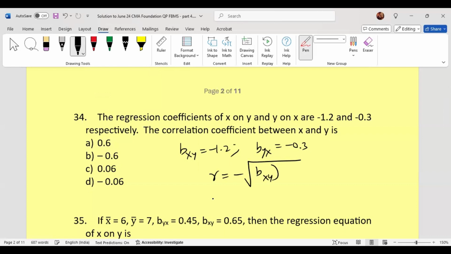Inside this square root, we have to multiply bxy into byx. That will be negative 1.2 multiplied by negative 0.3. So negative into negative inside the square root becomes positive. 1.2 into 0.3, it is 0.36. If I take square root of 0.36, it is 0.6. Outside there is a negative. So negative 0.6. The option is B.